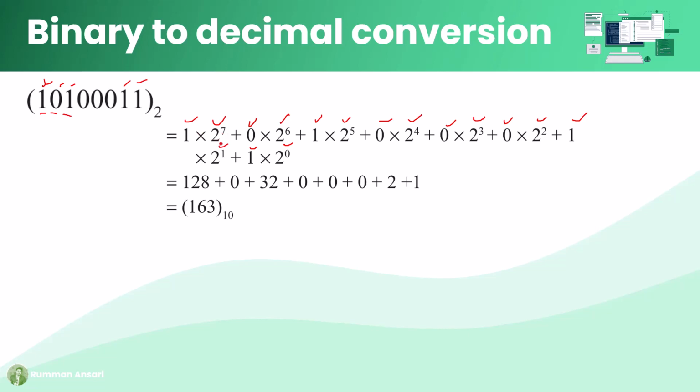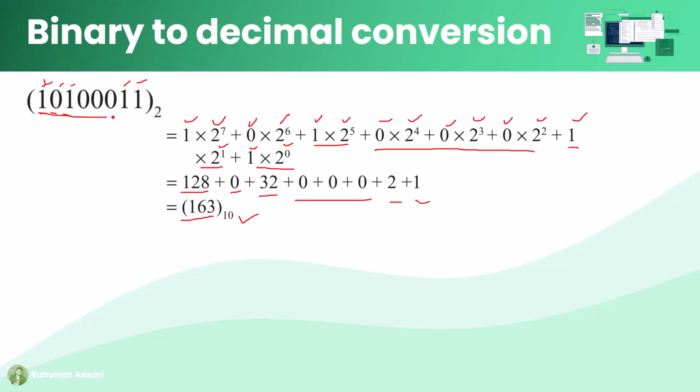1 into 2 to the power 7, that is 128, and 0 into something will be 0. Again, 1 into 2 to the power 5, that is 32. Again for these 3, each and everything will be 0, because we are multiplying by 0. And then 1 into 2 to the power 1, that is 2. And then 1 into 2 to the power 0, that means it will be 1, because 2 to the power 0 equals 1, and we are multiplying by 1, that is 1. If you sum it up, then it will be 163, and that will be our decimal number.